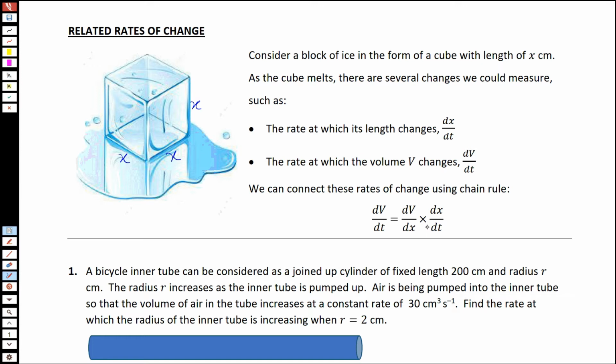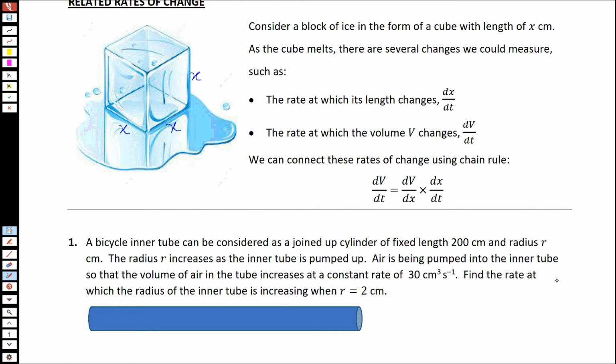And the question could ask for either dx over dt or dv over dt. If it's asking for dv over dt, the rate at which the volume changes, then you have to be given that quantity there. Or if it's asking for that, then you'll have to be given that quantity there. So let's look at that in example 1.